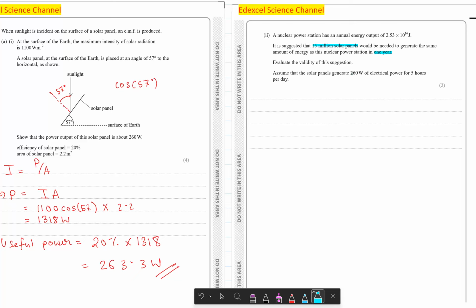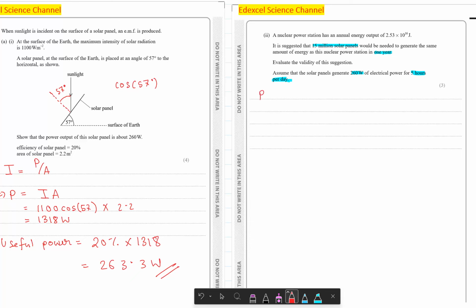Assume that the solar panels generate 260 watt for 5 hours per day. So they do not produce 260 watt 24/7, obviously, because the sun is not always up. And even if it's up, it might be covered with clouds or something. So yeah, it only produces for 5 hours. That is very sad.